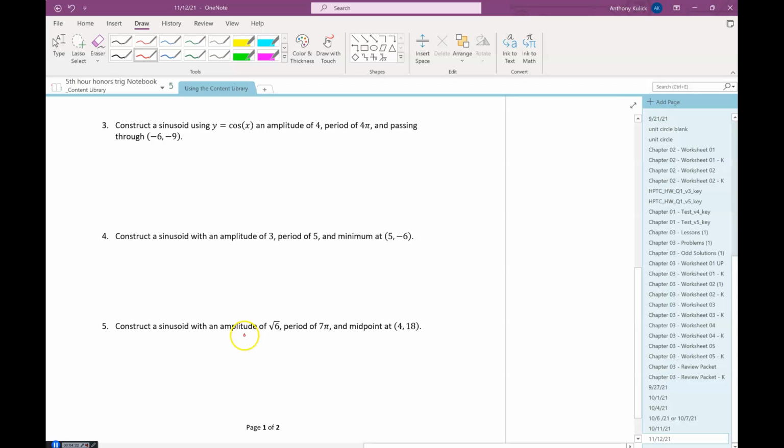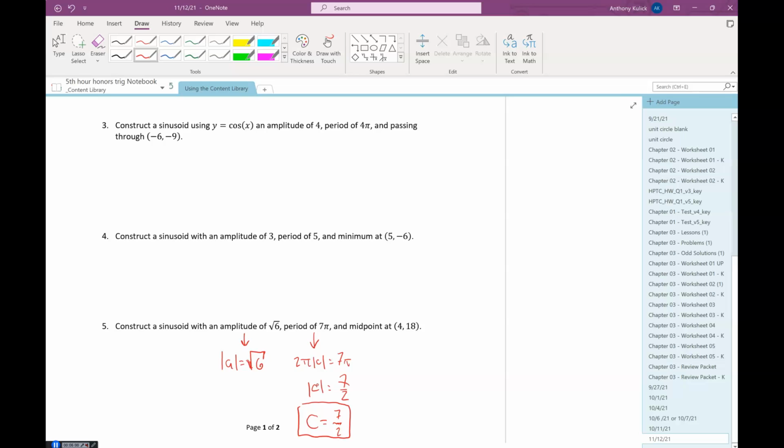So the amplitude of square root 6 just tells me the absolute value of A is the square root of 6. The period being 7 pi tells me that the C is 7 over 2. Because again, we always pick the C to be the positive version. Not that we couldn't pick it to be negative, but it doesn't make the problem any easier to do. So let's just do that.